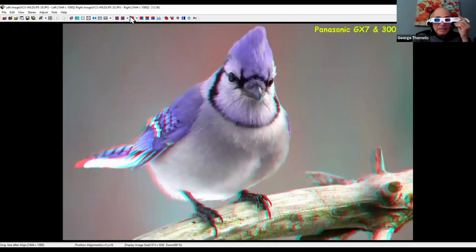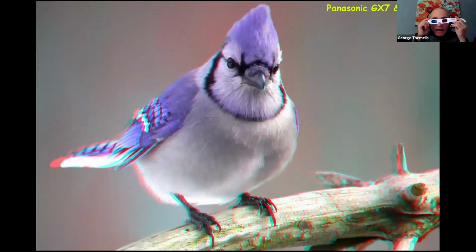Let's start with this guy here. I took this with a Panasonic GX7 and 300mm lenses side by side. This bird is a blue jay that's in my backyard. I love those birds, they're my favorite. Every morning I feed them peanuts and they pose for me, so we have a very good relationship.